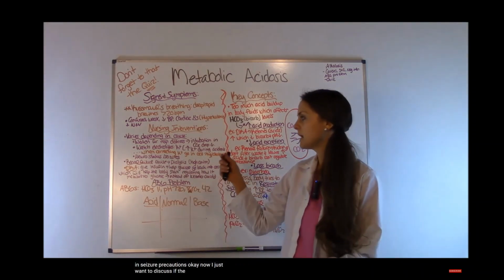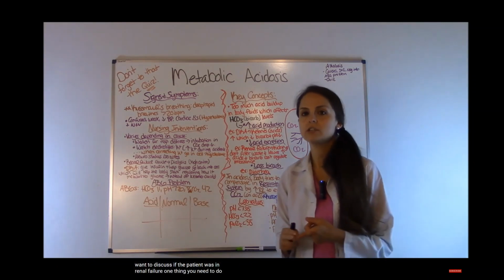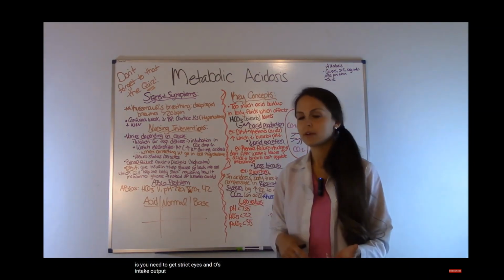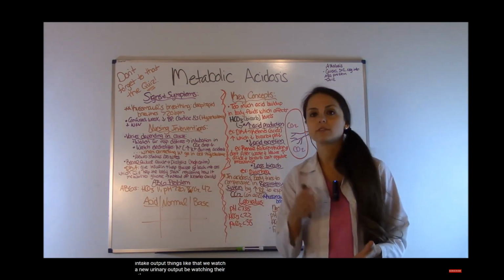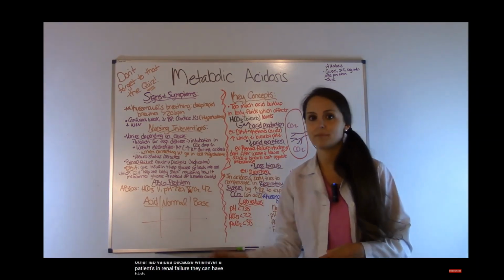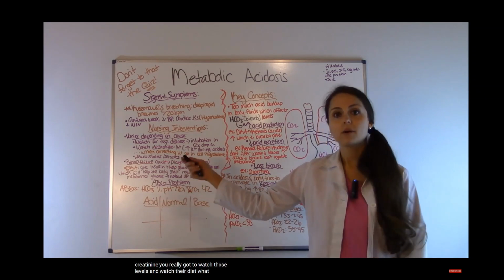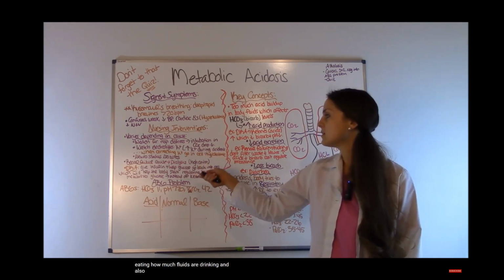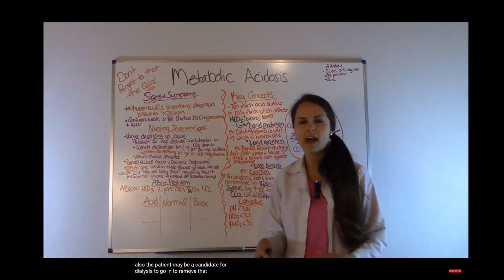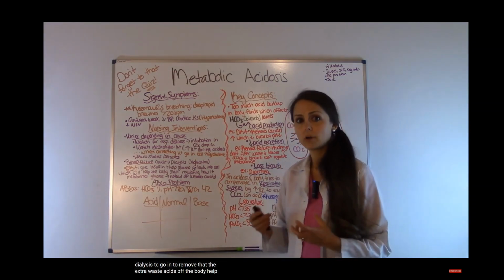Okay, now I just want to discuss if the patient was in renal failure. One thing you need to do is get strict I's and O's, intake and output, things like that. Be watching their urinary output, be watching their other lab values, because whenever a patient's in renal failure, they can have high potassium, high BUN and creatinine. You really got to watch those levels and watch their diet, what they're eating, how much fluids they're drinking. And also the patient may be a candidate for dialysis to remove that extra waste and acids from the body and help correct this.